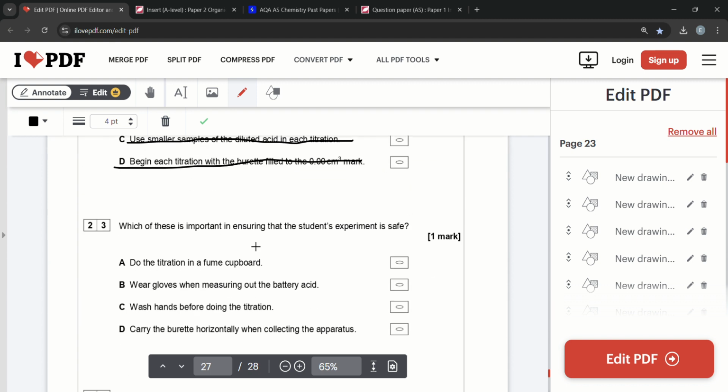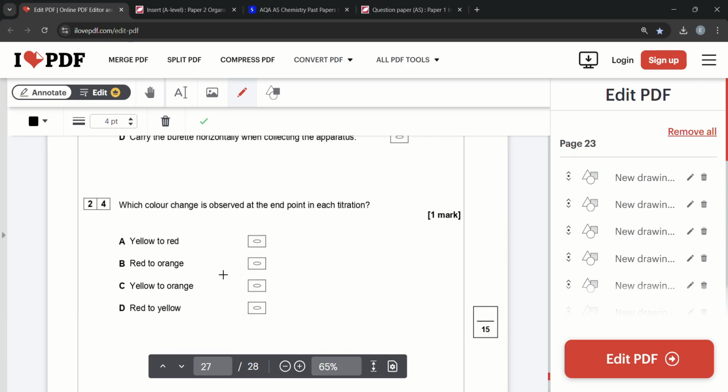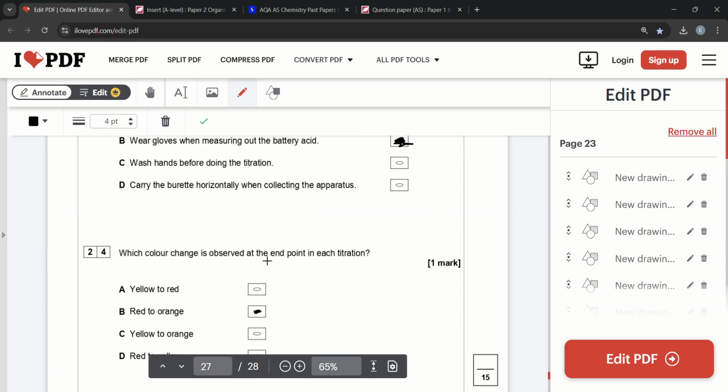Question 23. Which of these is important in showing that the student's experiment is safe? Do titration in the fume cupboard. That the student's experiment is safe. Wear gloves when measuring out the alkali. I said yes. Wash hands before doing the titration, no. Carry burette horizontally when collecting apparatus, no. Which colour change is observed at the end point of each titration? It's B, red to orange. That's the end of multiple choice questions.